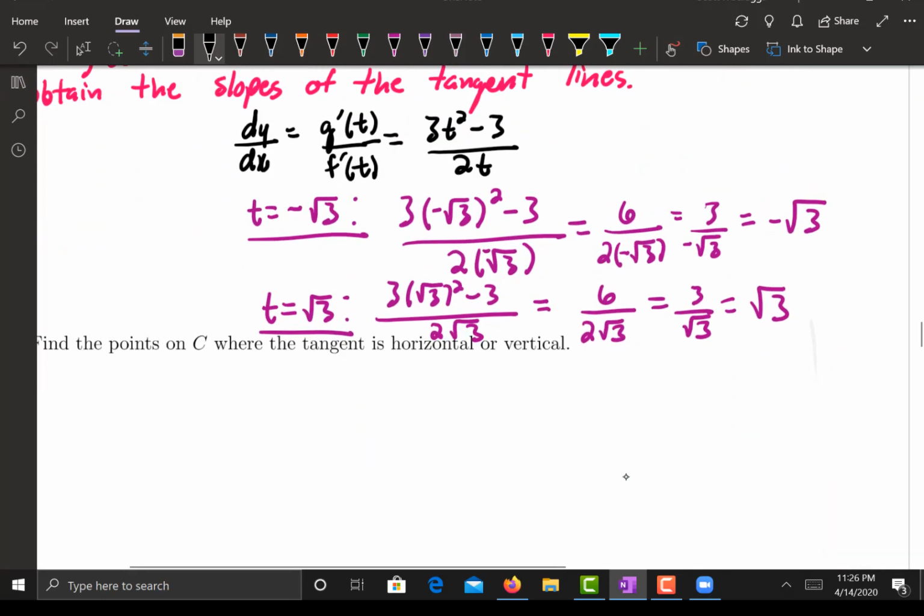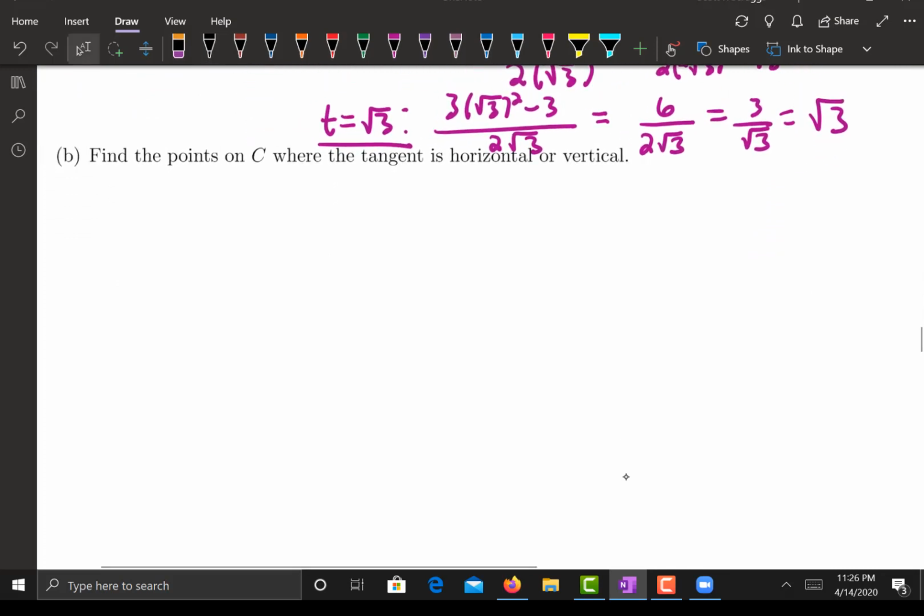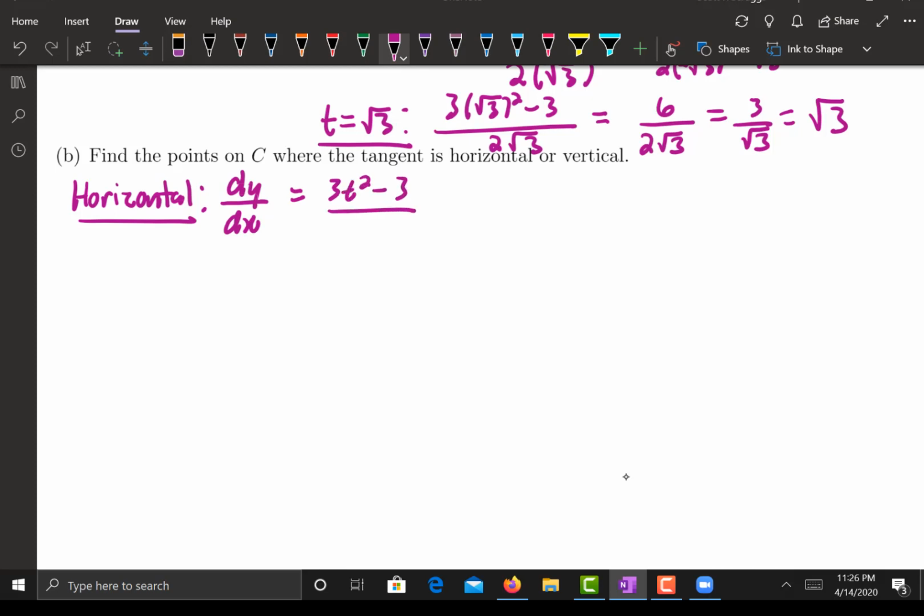All right. And now, let's go ahead and try to answer part B. Let's find the points on my parametric curve where the tangent line will be horizontal or where it will be vertical. Let's start off with horizontal. So just like before, in Cal 1, the derivative is interpreted as the slope of my tangent line. The denominator should be just 2t.